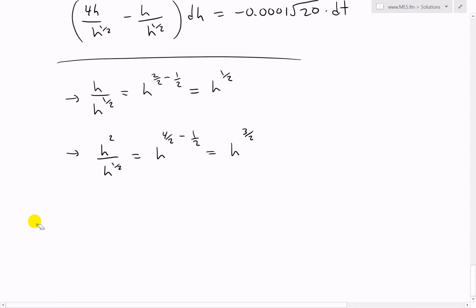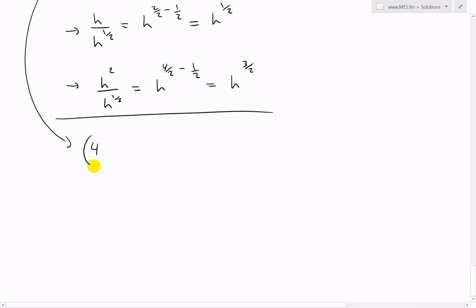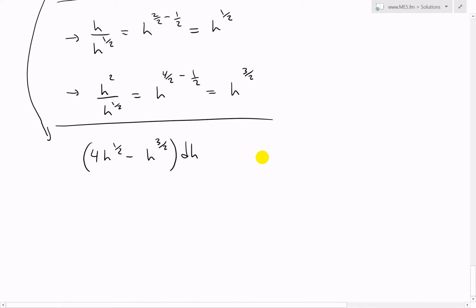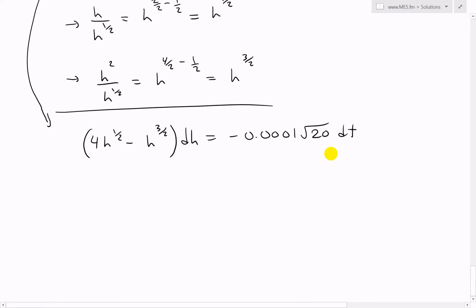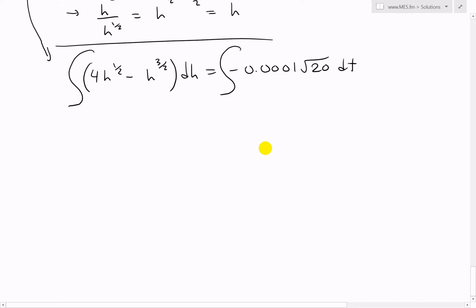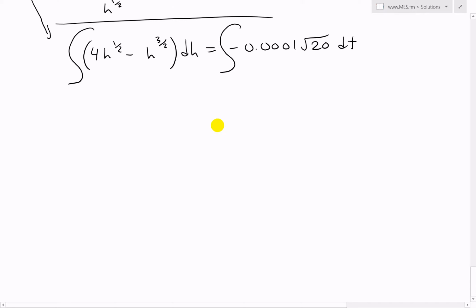So that's what we have, and we could throw that inside this formula. I'll just put a line here. Let's throw this inside. So we have 4, and then we have h to the 1/2 minus h to the 3 over 2, and then this is all multiplied by dh. I'll move this a bit more like that because we're going to have to put an integral there. This equals, on the right side, 0.001 square root 20 times dt. So now that we have t's on one side and h on the other side, and it's a bit more simplified, we can take the integral on both sides to try to solve for the height as a function of time. So that's what we have here.